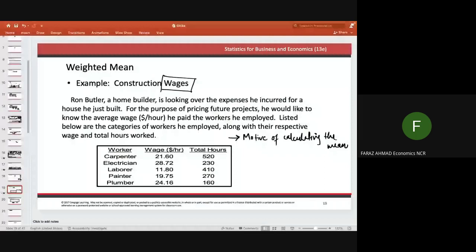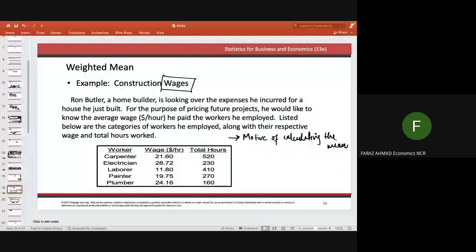So on the basis of that, he would like to price his future projects, right? He's a home builder. So that's the motive. He wants to use this data, which is already there, the home that he built last year. And now again, he would be building more homes in the future. So he has some data, the real life data.